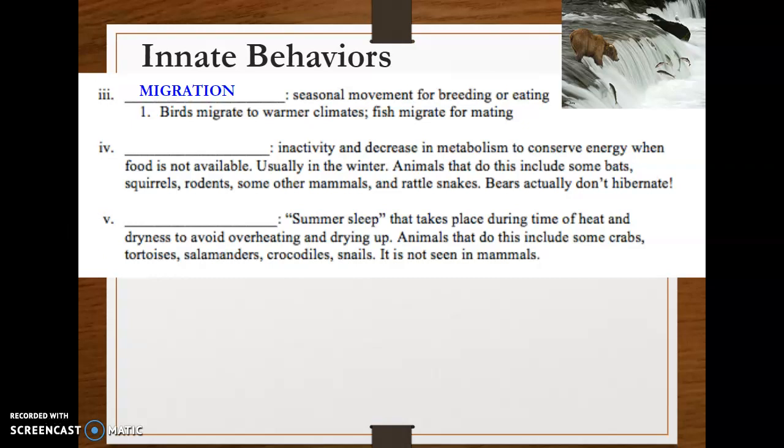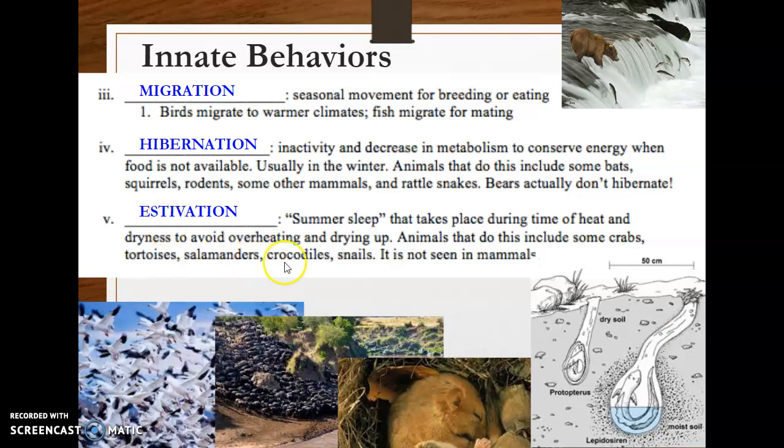So let's take a look at this one right here. The one in the winter, when animals usually slow down their metabolism, they hide. You know this is called hibernation. But what you might not know is something that happens in the summer called the summer sleep. Think about the pictures that we looked at earlier. Why were those animals sleeping during the summer? Well, they're doing this behavior called estivation, and estivation refers to the summer sleep, so animals will avoid overheating or drying up. These animals include crabs, tortoises, salamanders, crocodiles, and even snails.